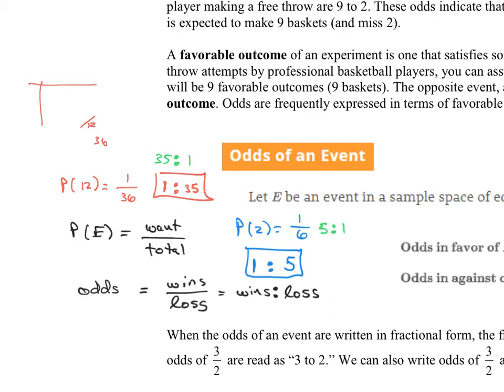If I said what's the probability against getting a 2, the probability would be 5 to 1. So anytime it's probability or odds in favor, that would be what you want, which is wins to losses. Any time it's odds against, it would be losses to wins.